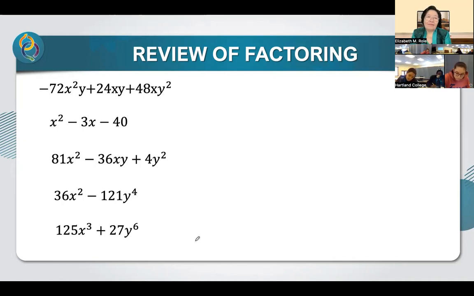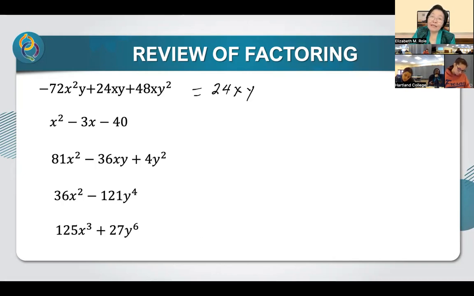So I have now 72, 24, 48. What's the common factor? 24. Yeah, because 72 can be divided by 24, 48 can also be divided by 24. So yeah, all right. And then x squared y, xy, xy squared. So you can put 24xy, right? Mm-hmm. And then minus. All right.